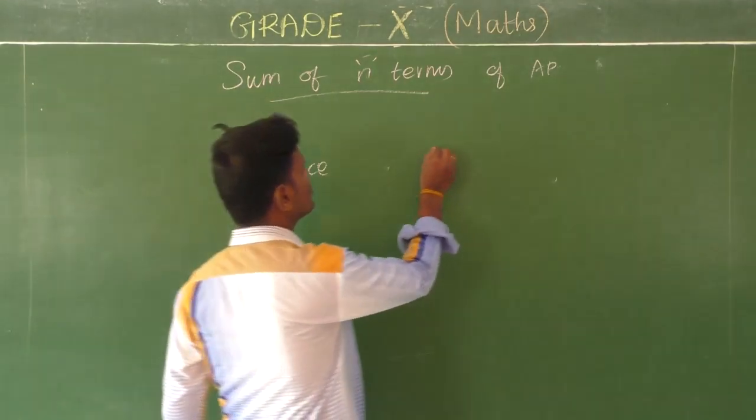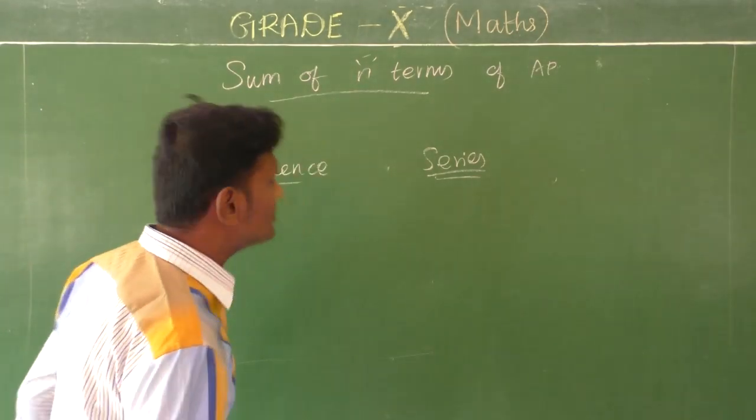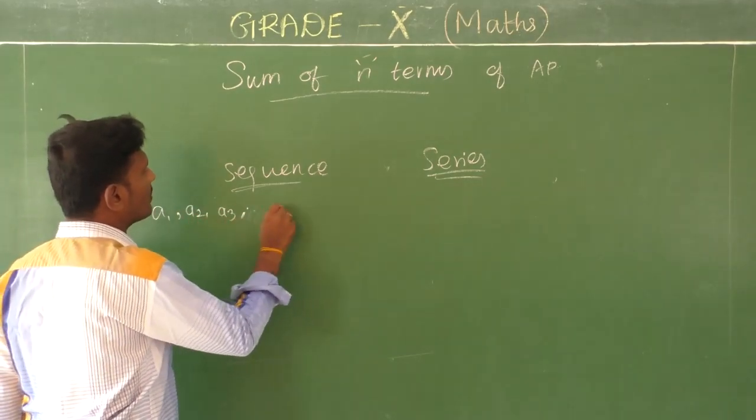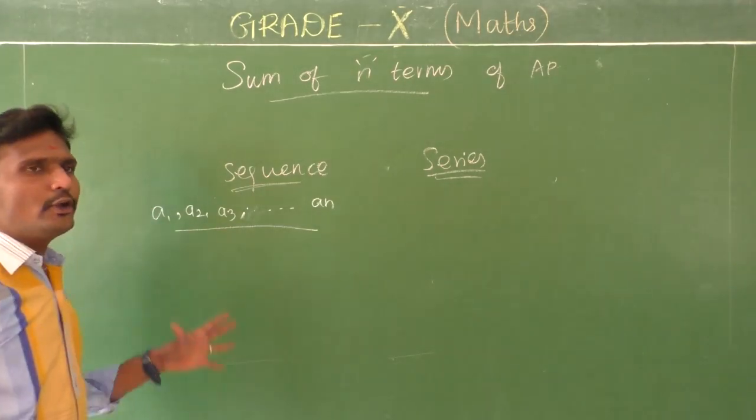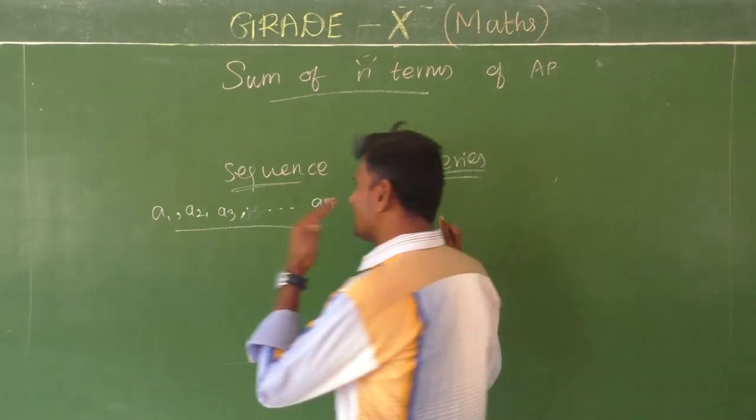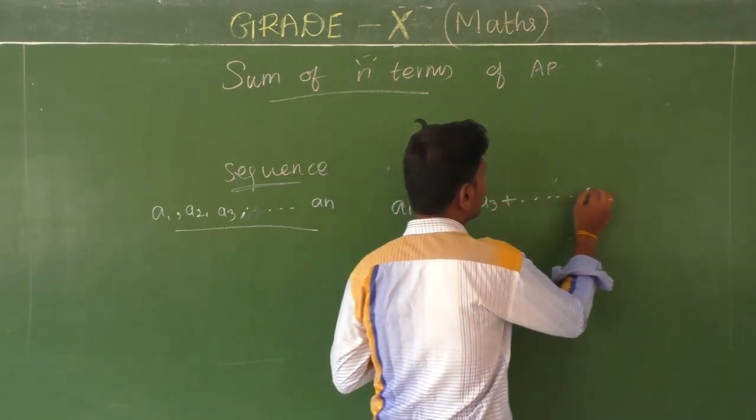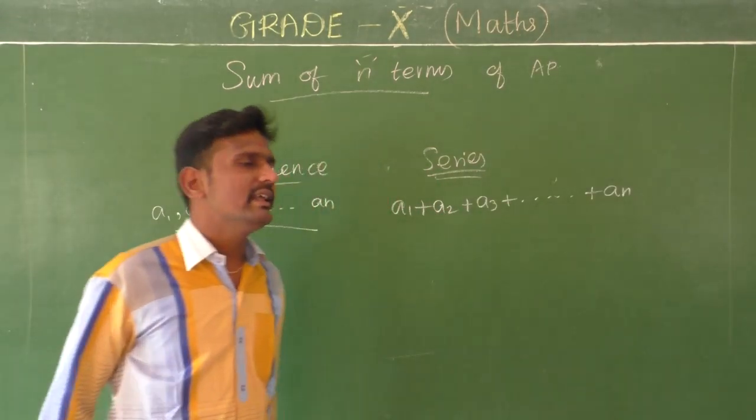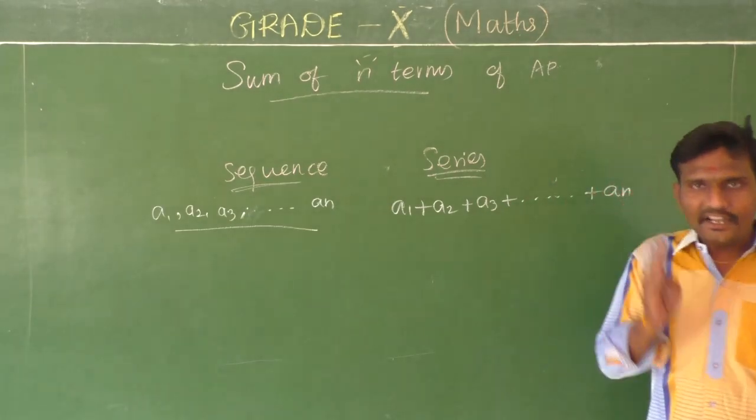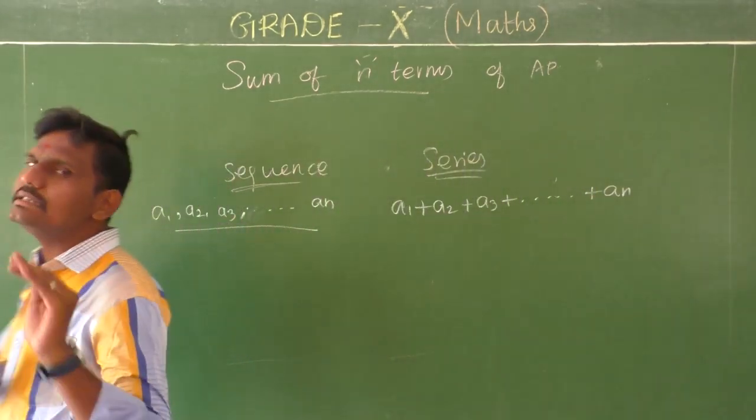Now coming to the next type, which is series. Sequence means, suppose, A1, A2, A3, up to AN. This is your sequence, where we mention commas between the terms. Now coming to the series, it is A1 plus A2 plus A3 plus up to AN. This is your series. It's not a different thing: the addition of terms of a sequence is called a series.